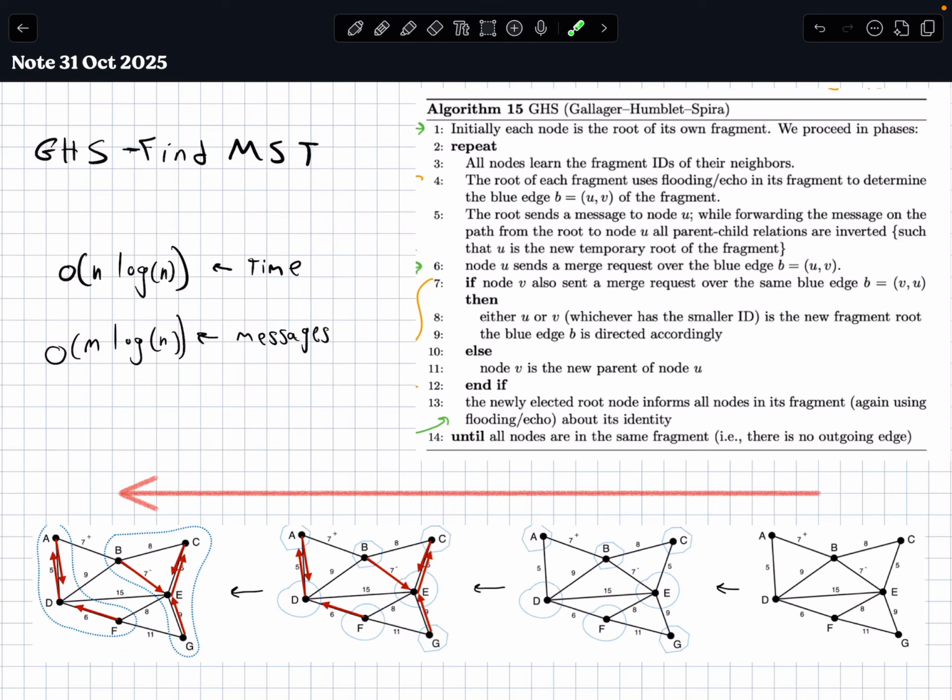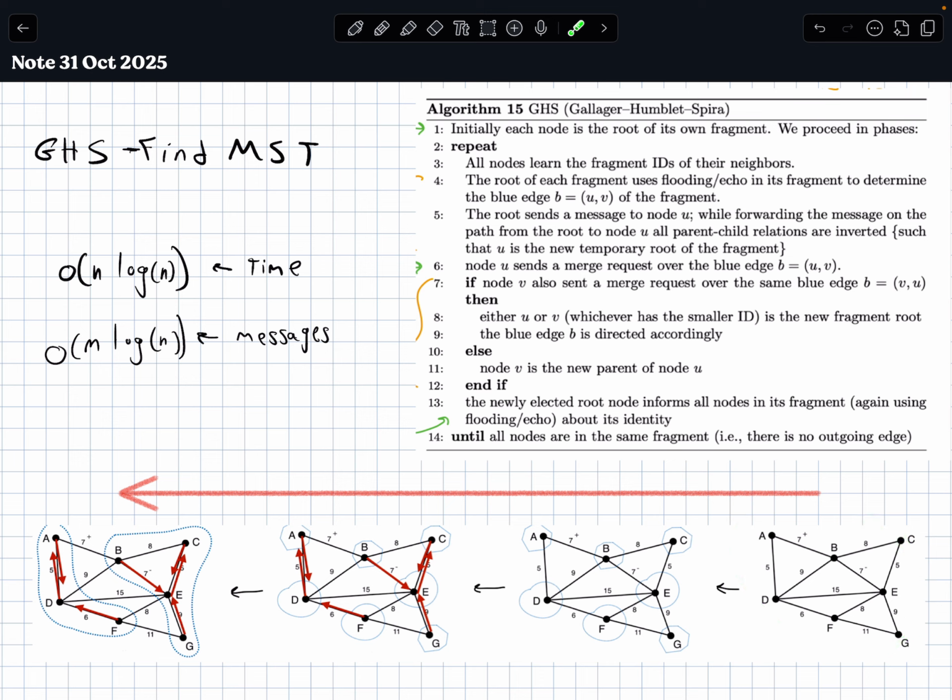Hey guys, so I want to do a video on the GHS algorithm. I already wrote about the Humblet Spira algorithm, where the goal is to find the minimum spanning tree. If you don't remember, the minimum spanning tree is the subtree of any graph where the total sum of weights is the smallest.